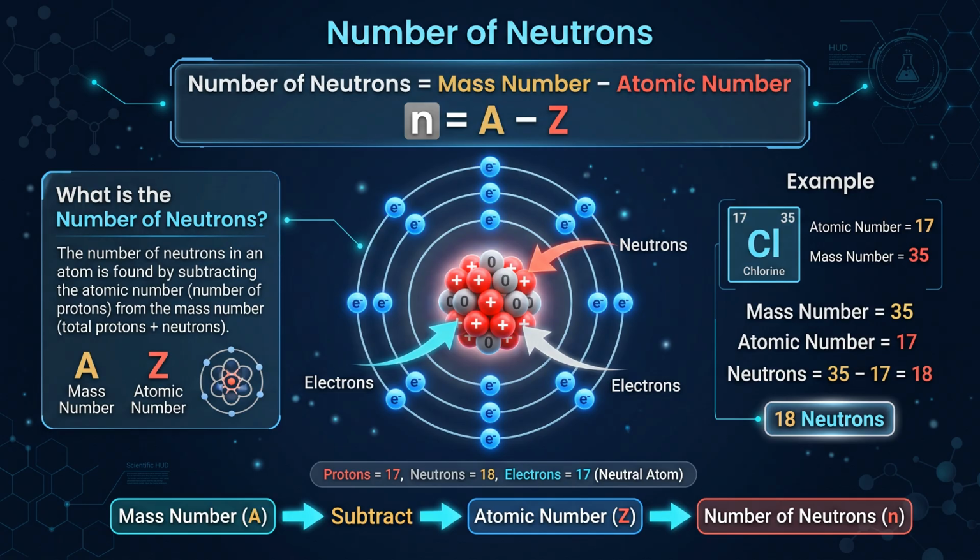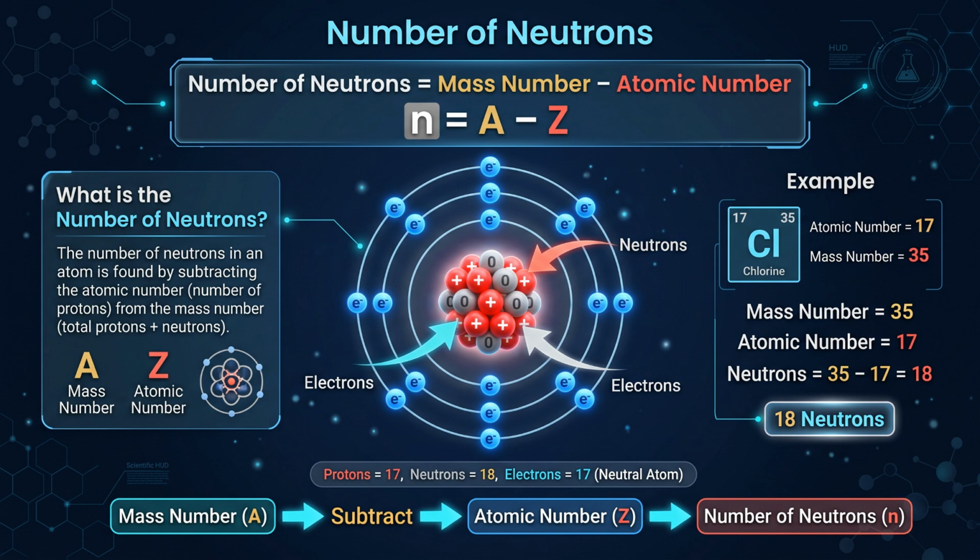Let's look at another example. Consider the most common oxygen atom. Oxygen has an atomic number of 8 and a mass number of 16. Using the formula, the number of neutrons is 16 − 8 = 8. Therefore, oxygen contains 8 protons, 8 neutrons, and 8 electrons in a neutral atom. Similarly, sodium has an atomic number of 11 and a mass number of 23. Applying the same formula gives 23 − 11 = 12, so sodium has 12 neutrons.